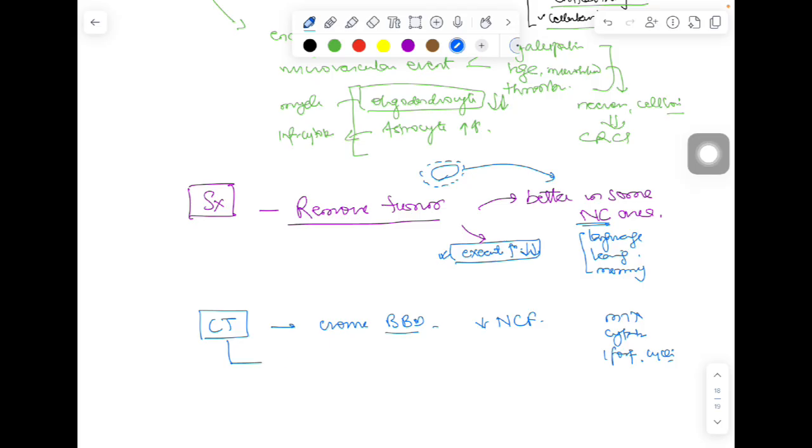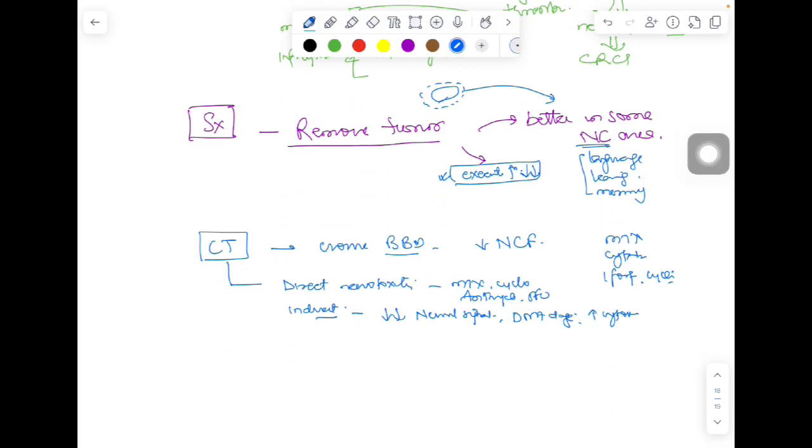So the problem is direct neurotoxicity, like what happens with methotrexate, cyclophosphamide, anthracyclines, 5-FU, and there is indirect neurotoxicity. Indirect means suppression of neuronal signal, DNA damage, increasing cytokines. These are indirect mechanisms. So this pathophysiology is again by endothelial damage, cell death, ultimately a fall in the number of live cells in the brain, which is the final culminating part.